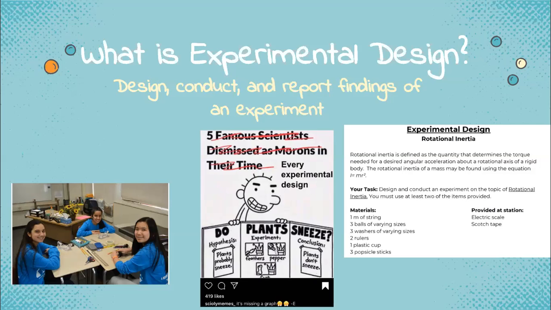Then you have to come up with a conclusion and analyze the experiment. The conclusion for this one would be plants don't sneeze. In real life, you would have a prompt or an assigned question, like the picture on the right, which is rotational inertia. They will provide a definition for you, and then assign a task that says, design and conduct an experiment on the topic of rotational inertia. It also tells you that you have to use at least 2 of the items provided.